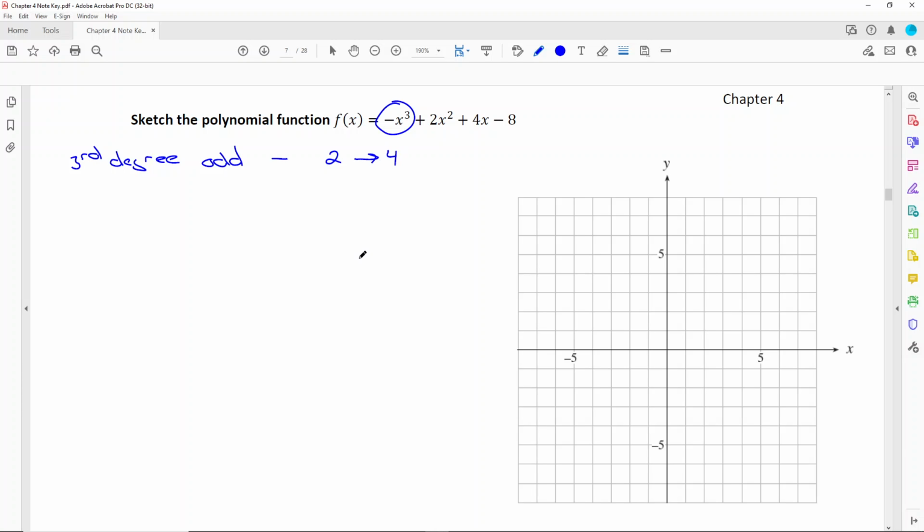Now I have to figure out what the x-intercepts are. They are not clear, right? This is not factored. I can't use that principle of zero products, right? Instead, I have to make it. So I'm going to set it equal to 0 to solve. I'm going to say 0 equals -x³ plus 2x squared plus 4x minus 8.